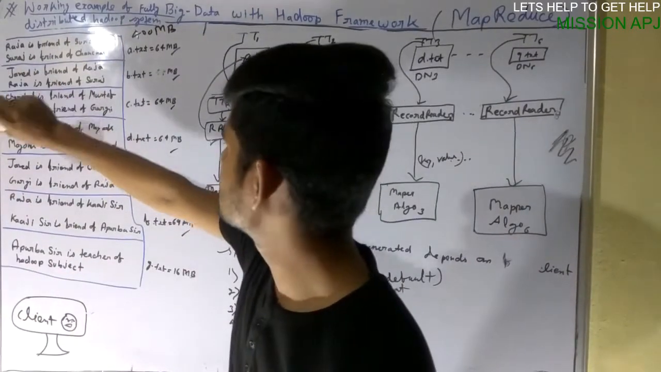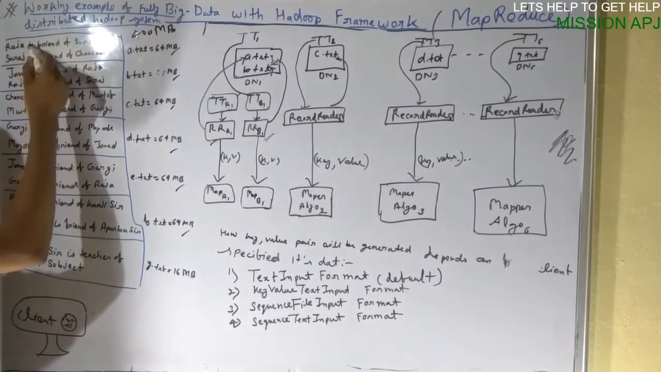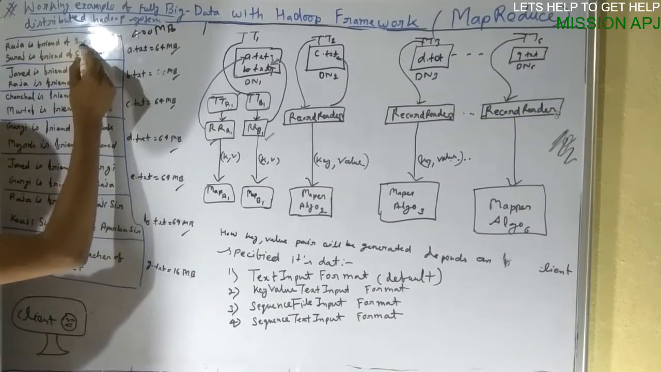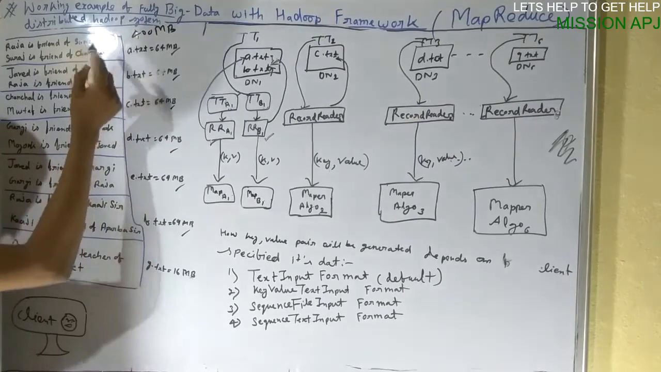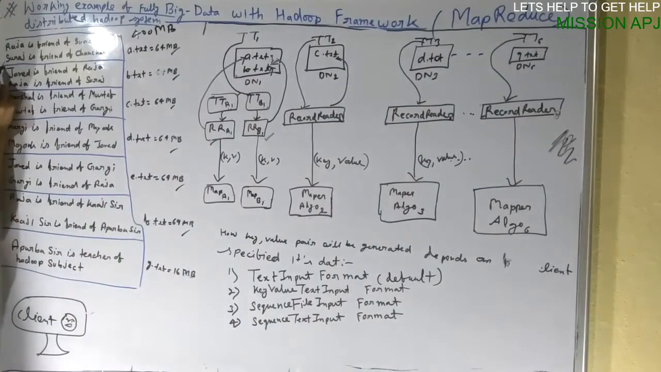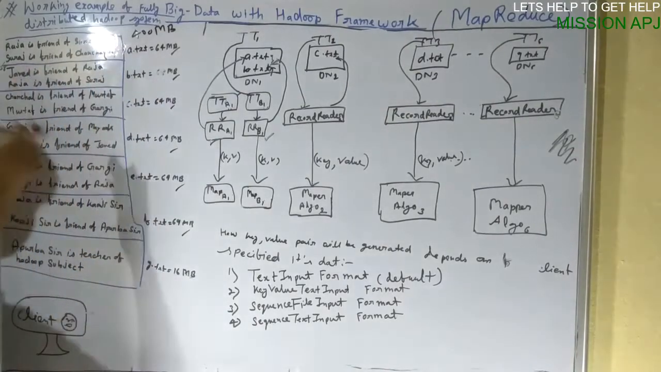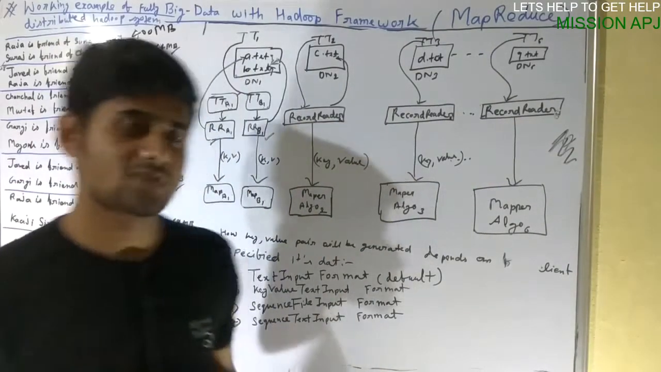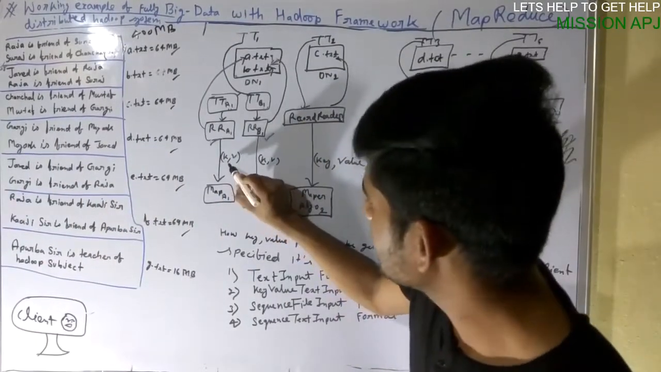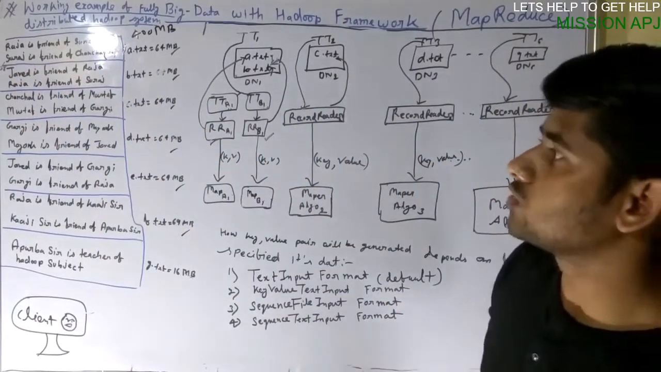So suppose, let us count it first. 1, 2, 3, 4, 5, 6, 7, 8, 9, 10, 11, 12, 13, 14, 15, 16, 17, 18, 19, 20, 21, 22, 23, 24. The end of line slash will also be counted, so 24. So after 24, we will start counting from 25. So for this line the key will be 25 and this will be your value. In this way, if your specified file is text input format, key comma value will be generated. So here it will be 1 comma value, and for the second line it will be 25 comma value.